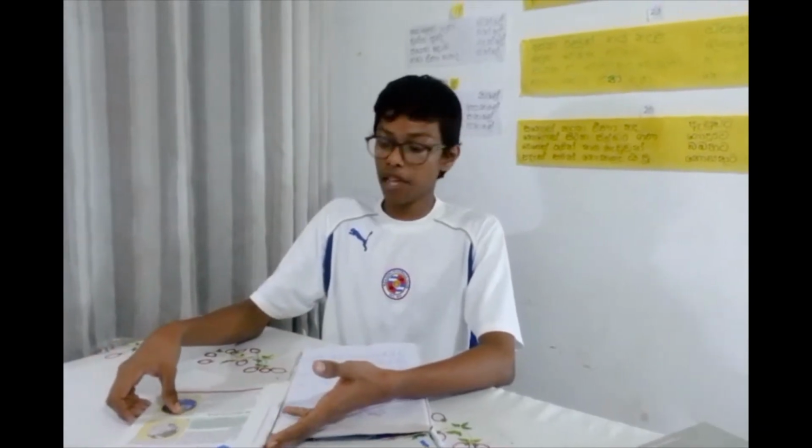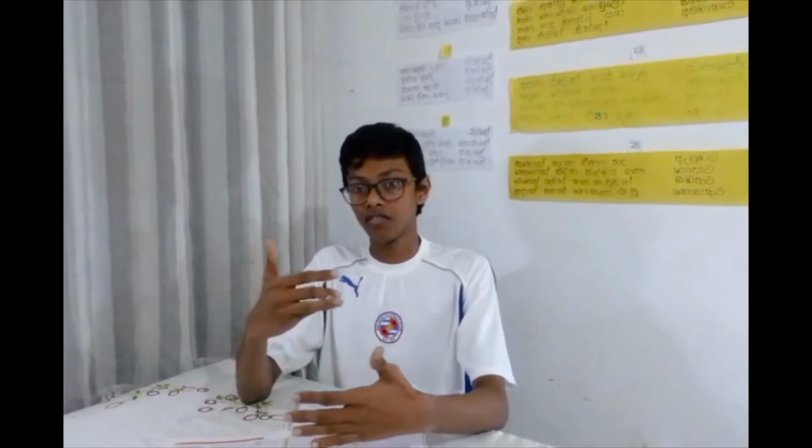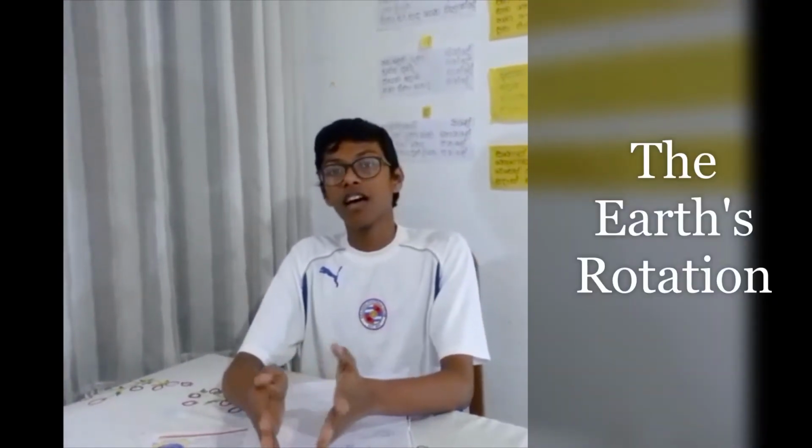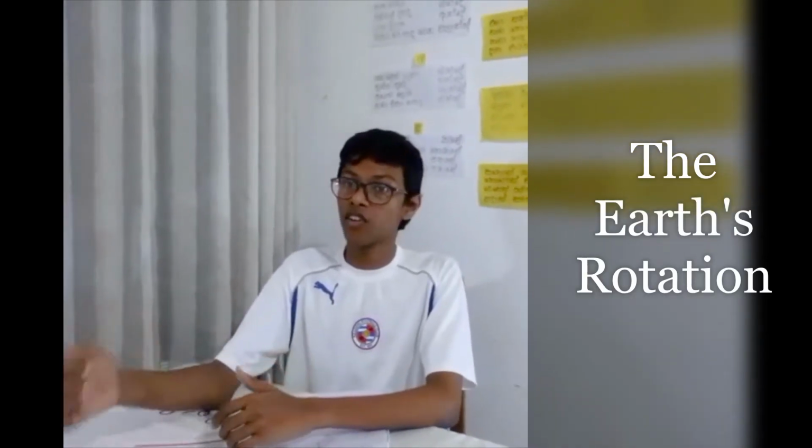And here, on the very first page in your textbook, the Earth's revolution and the Earth's rotation are given. So let's talk further about what this revolution and this rotation mean. The Earth's rotation means the Earth's movement around its own axis. When the Earth rotates around itself, day and night occur. A full day takes 24 hours.